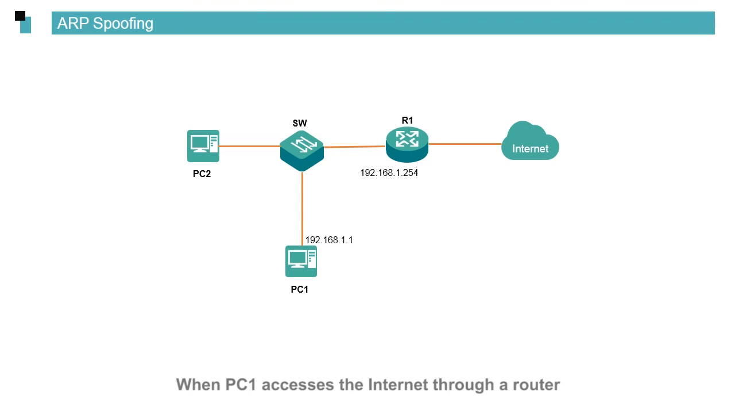When PC1 accesses the Internet through a router, PC2 sends an ARP message to PC1. In this message, the source IP address is set to the router's IP address, and the source MAC address is set to PC2's MAC address. Upon receipt of the false message, PC1 maps the router's IP address to PC2's MAC address and saves the mapping as an ARP entry. In this case, PC1 sends frames to PC2 instead of the gateway.